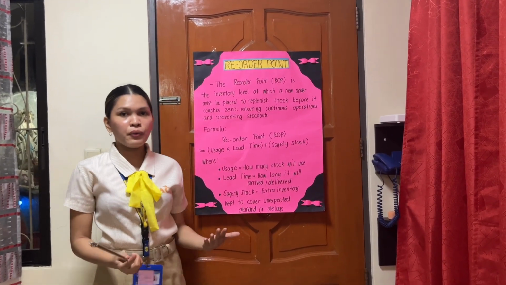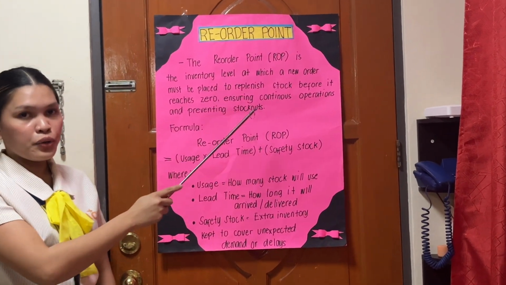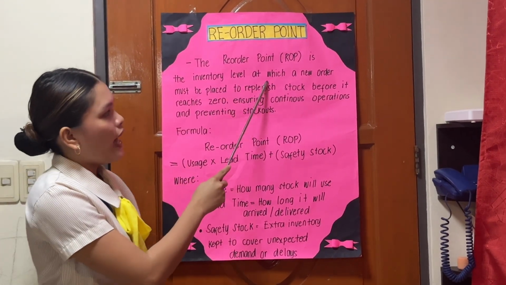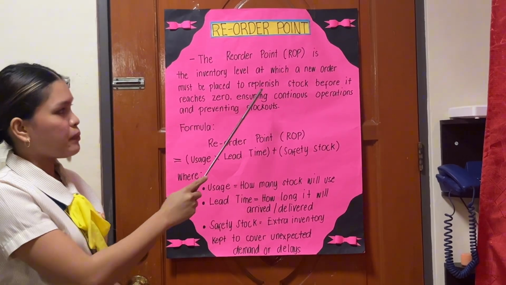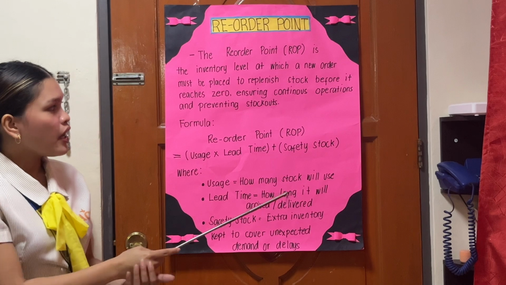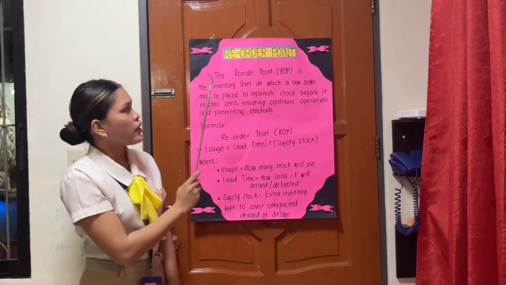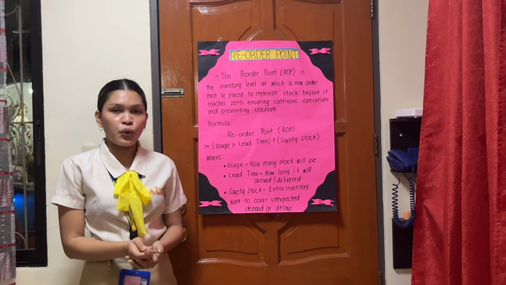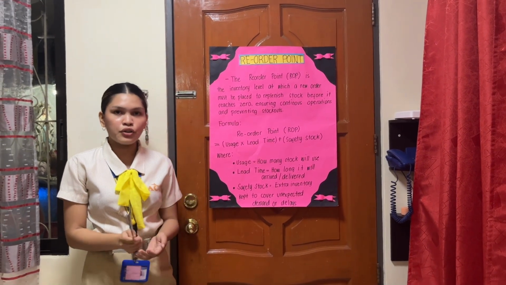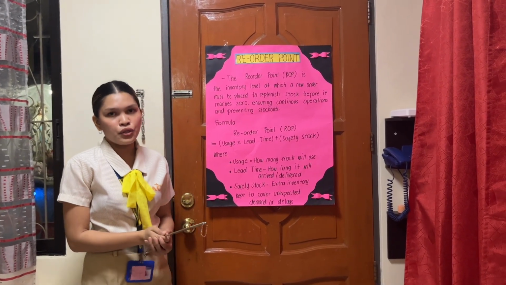What is reorder point? The reorder point or ROP is the inventory level at which a new order must be placed to replenish stock before it reaches zero, ensuring continuous operation and preventing stock out. So reorder point tells us when we should order more products so that we don't run out of supplies while waiting for a new delivery.